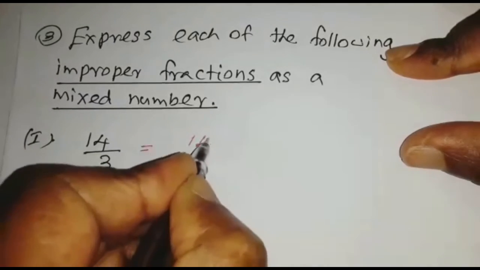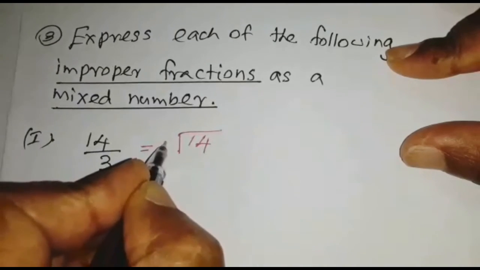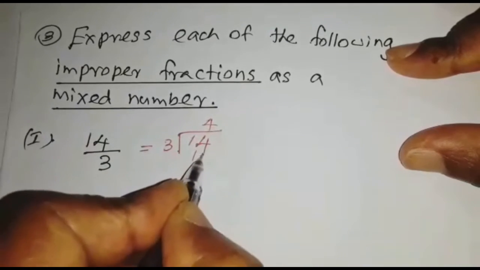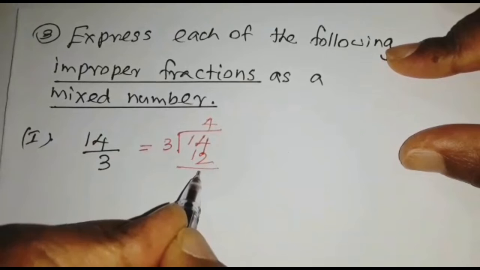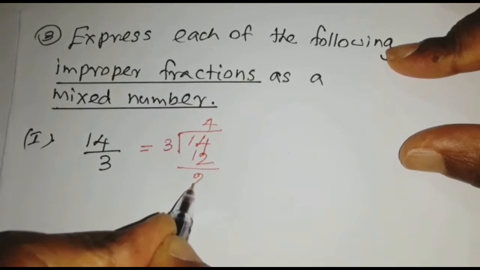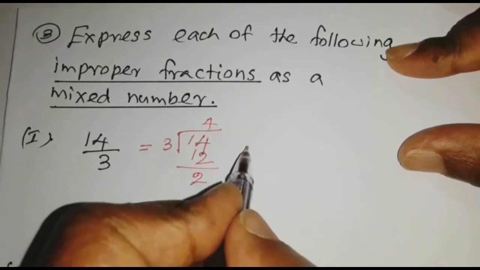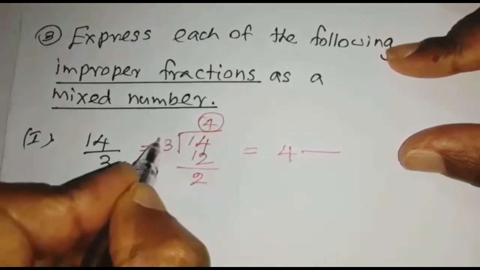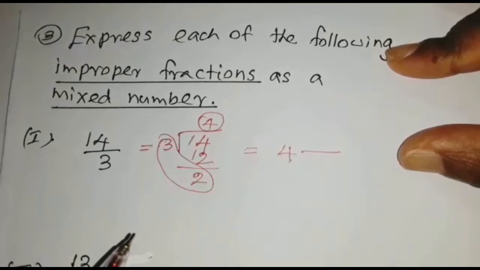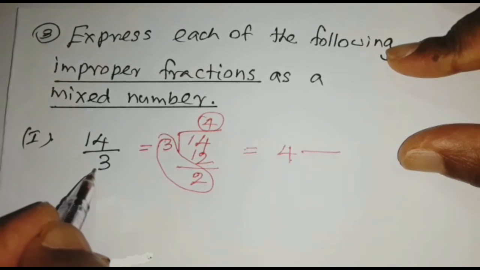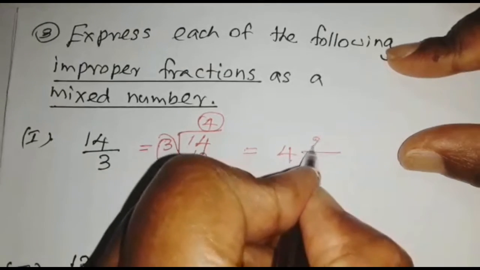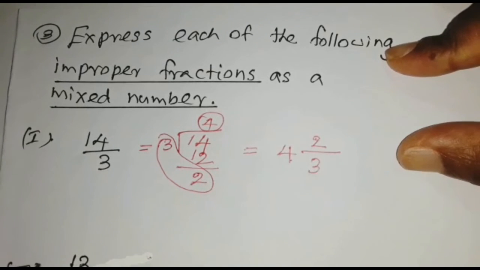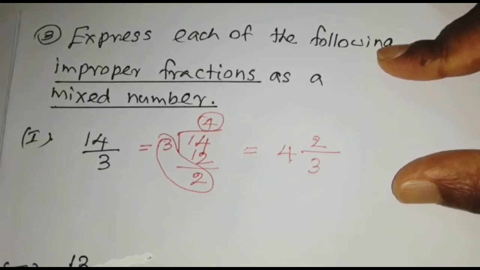The first one is 14/3, so we have to divide 14 by 3. 3 into 4, 12. The remainder is 2. The fraction is, this is the whole number and these two are the fraction. Here the numerator is 2, denominator is 3. Answer is 4 2/3.